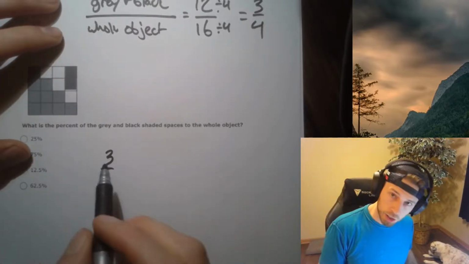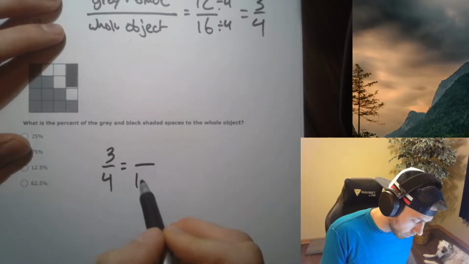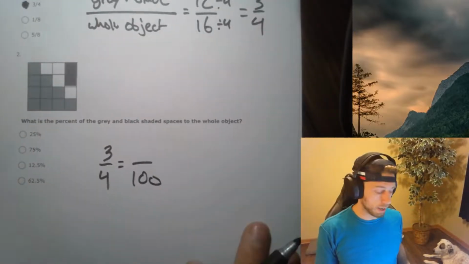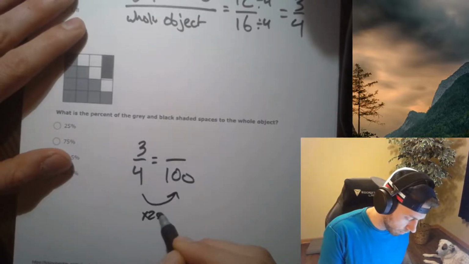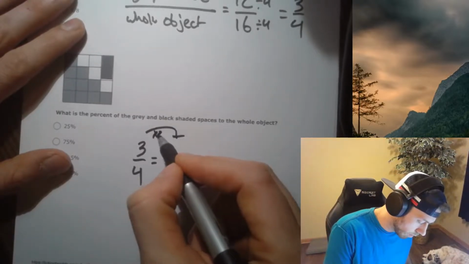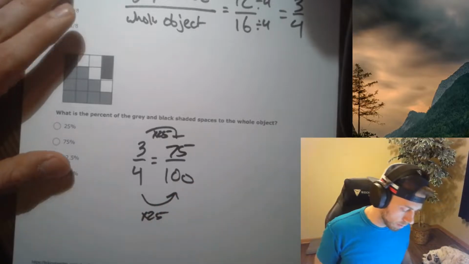The first way is turning this into a fraction where the denominator is 100, which you can do as long as you've got numbers that are easy to work with here. 4 is pretty easy because you can just multiply it by 25. And 3 times 25 is 75.